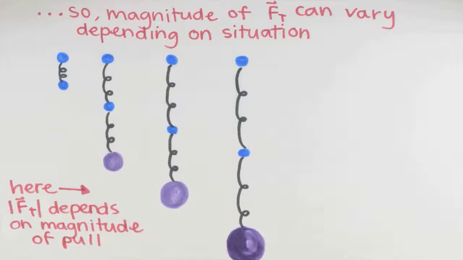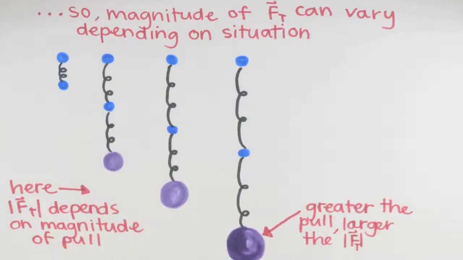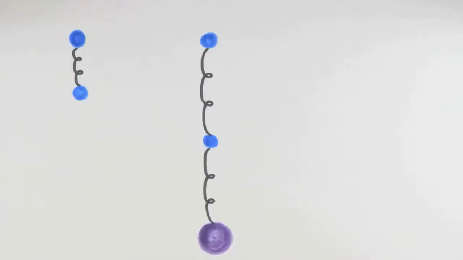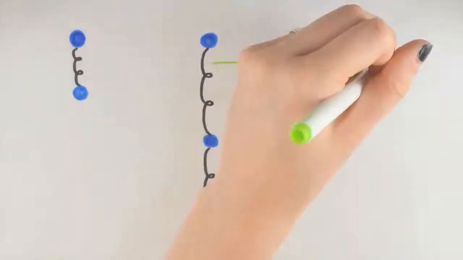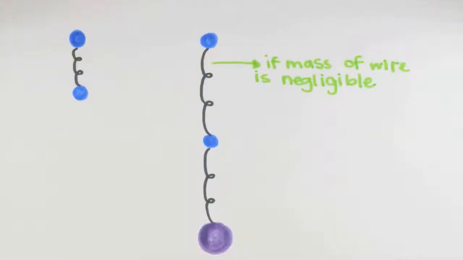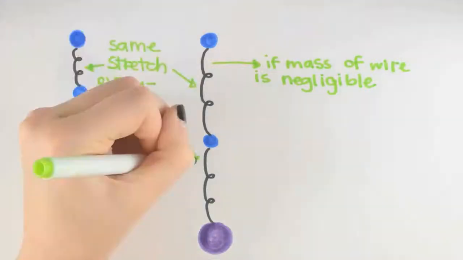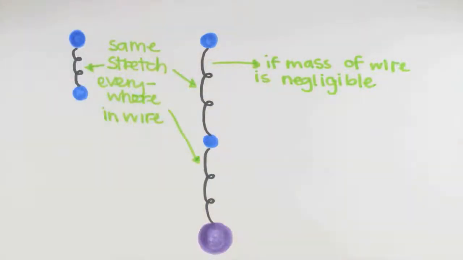The greater the pull, the more the spring-like bonds will stretch, and therefore the larger the magnitude of the tension force. This picture also illustrates another thing about the magnitude of the tension force. As long as the mass of the wire is negligible, say, compared to the mass of our system, then we would typically have the same amount of stretch everywhere in the wire, which would mean the magnitude of the tension force is the same everywhere along the wire.